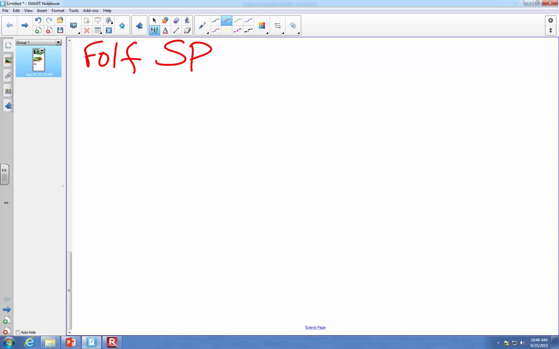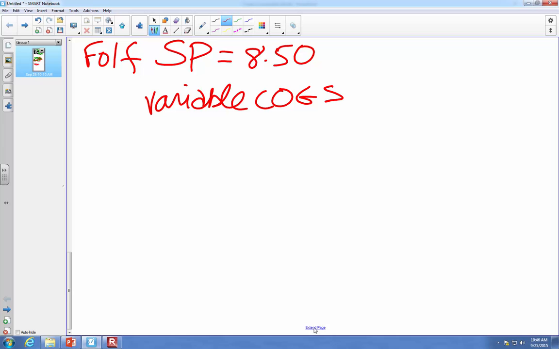Back then, a golf disc, it's frisbee golf, where you throw a disc and then find it and throw it again. It's like golf, but with frisbee discs. I'm selling them for $8.50 each. I've got variable cost of goods sold of $2 a disc.